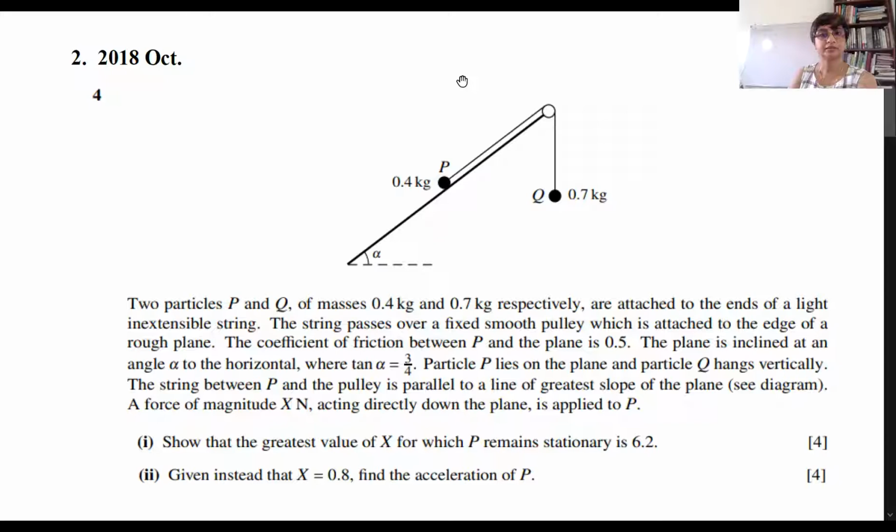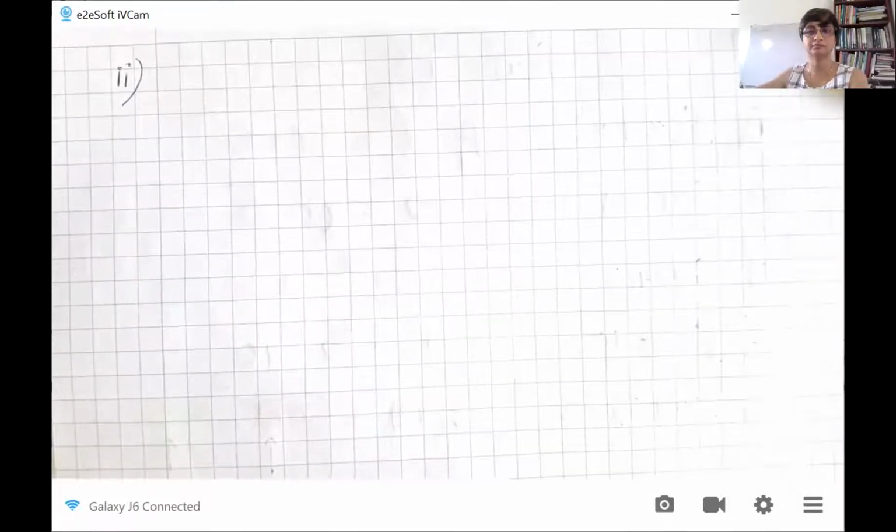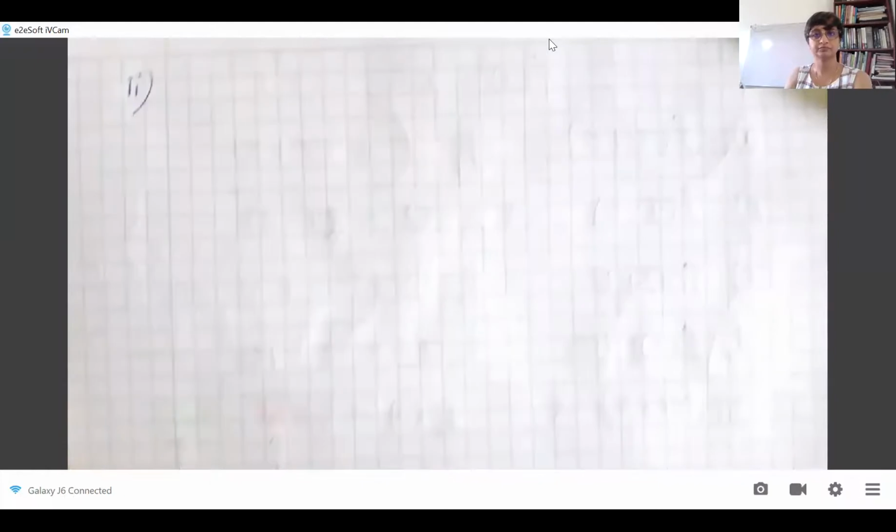Right. Oh, Umalia has already found the acceleration. She says it's 2. Okay, is this too bright? Okay, I think now it's okay.